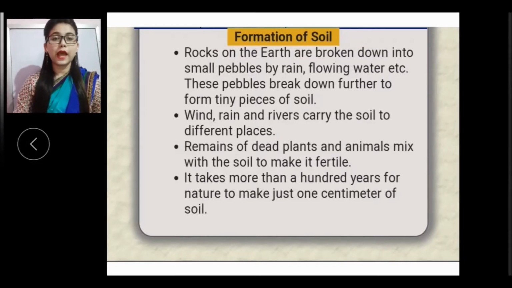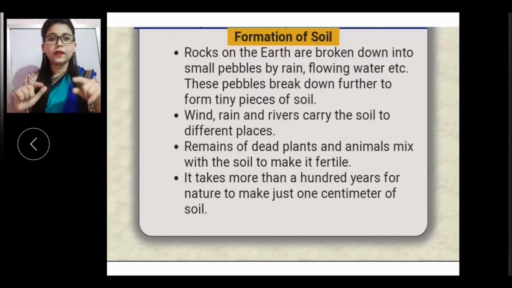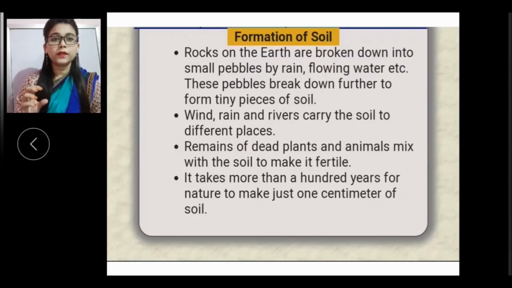Now we have understood that large rocks on the earth are broken down into small pebbles, then by rain or flowing water these pebbles break down further to form tiny pieces of soil. And then how does it reach different places? By the wind, by the rain and river flow, this soil reaches different places. Then how does it become fertile? Because of dead plants and animals, sometimes they die, and their flesh mixes with the soil, and then it makes the soil fertile.